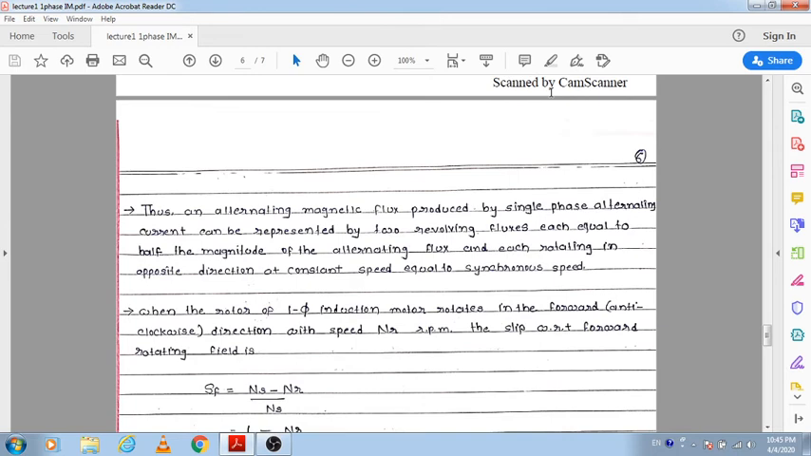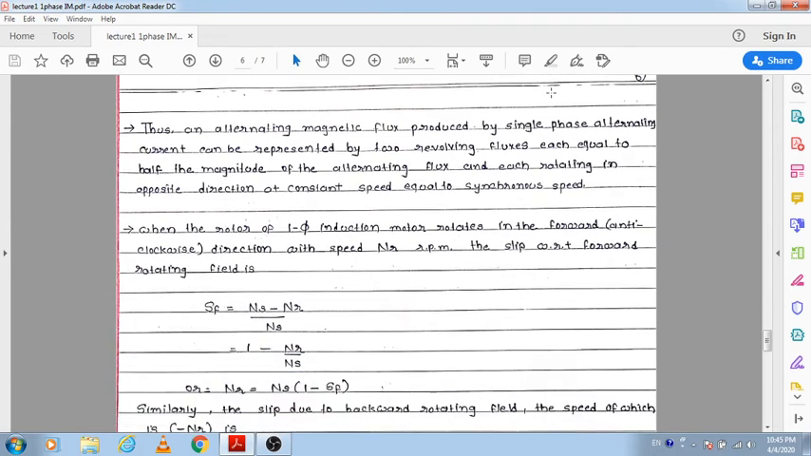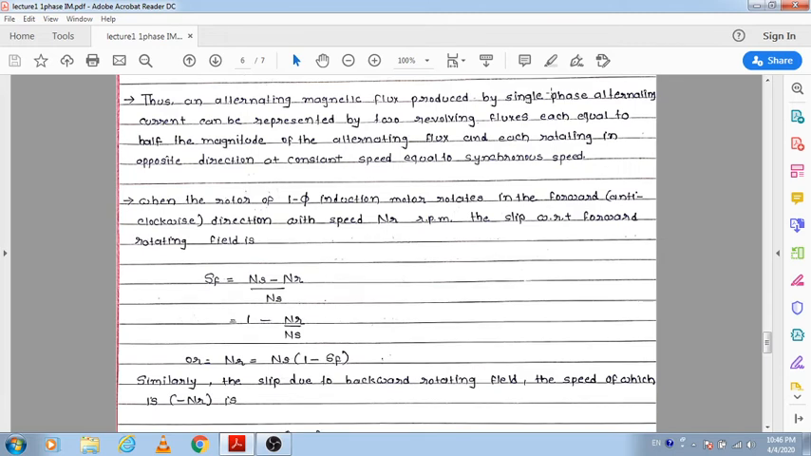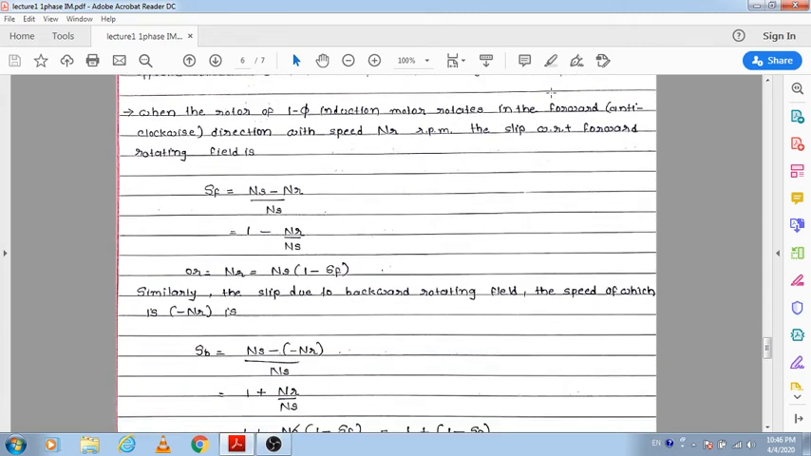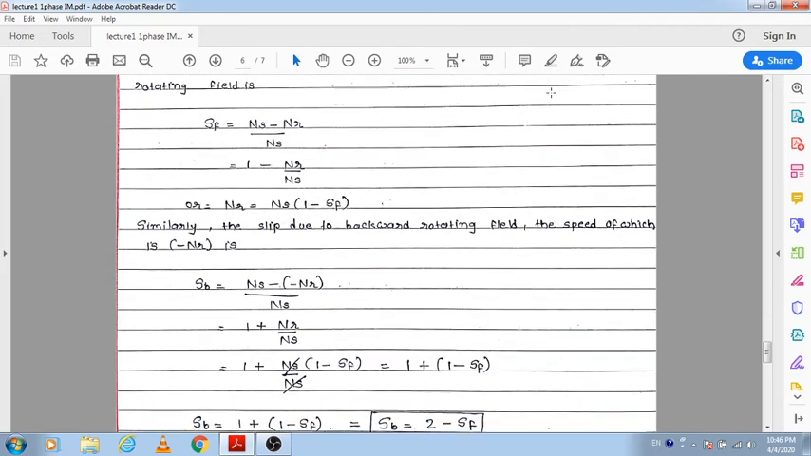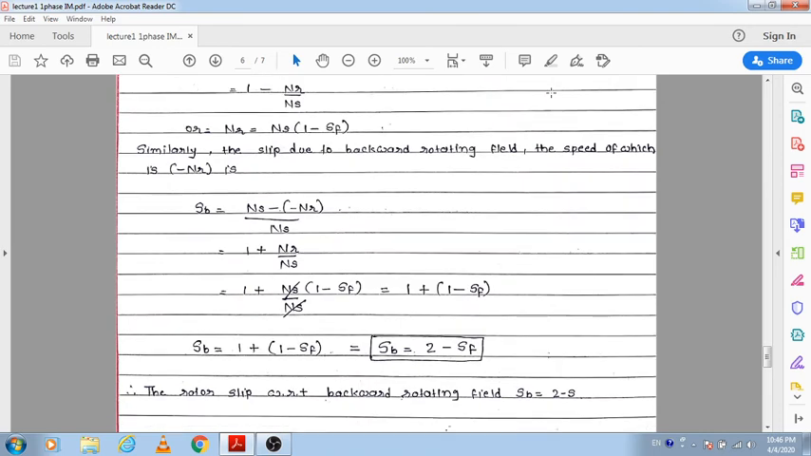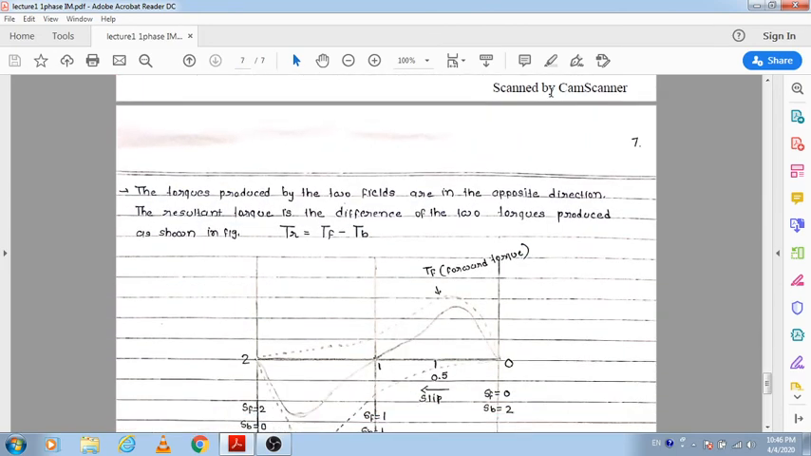Now we talk about the speed. SF is the forward slip and SB is the reverse slip. When the rotor of a single phase induction motor rotates in the forward direction, that means the anti-clockwise direction, the slip with respect to the forward rotating field is SF equal to NS minus NR by NS. So NR, the actual speed in the forward direction, is NS times 1 minus SF. We derive the equation for the backward slip in the same way, and the backward slip SB is equal to 2 minus the forward slip.